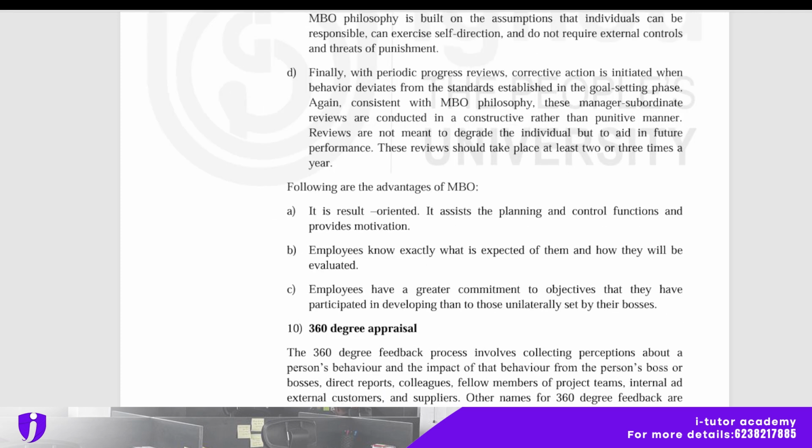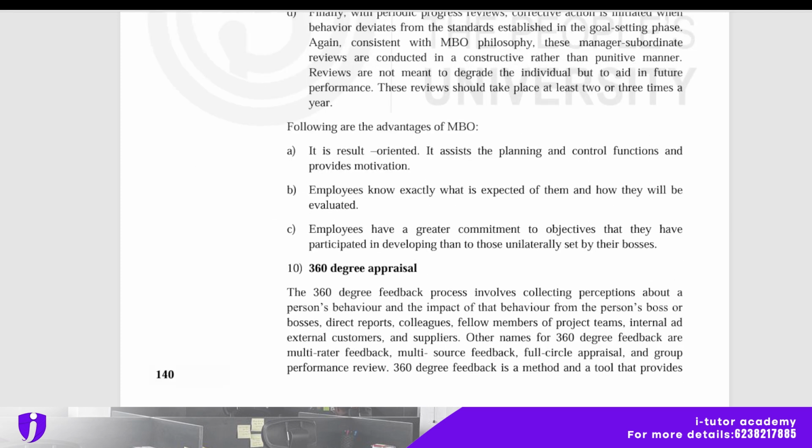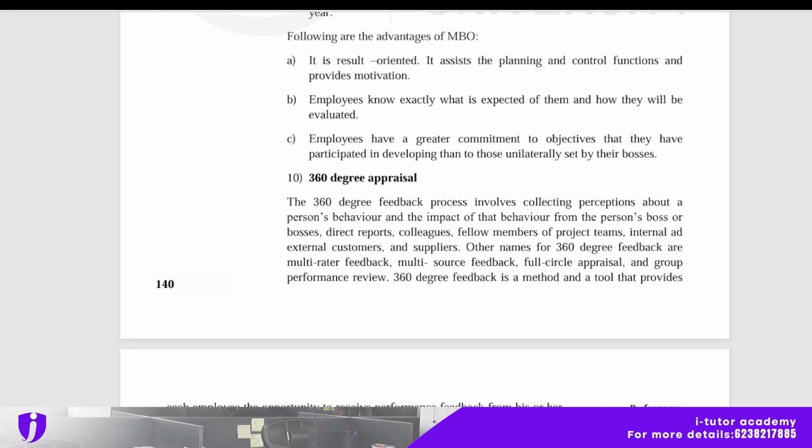And following are the advantages of MBO. It is result oriented. It assesses the planning and control functions and provides motivation. Second, employees know exactly what is expected of them and how they will be evaluated. And the third one is employees have a greater commitment to objectives that they have participated in developing than to those unilaterally set by their bosses.